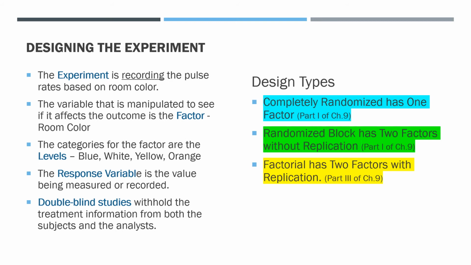These studies can be double-blind or single-blind. If we withhold information from both the subjects and the analyst, it's double-blind. Single would mean we withheld information from just one group. So there are three types of designs. In part one, we've studied completely randomized designs that have only one factor. Part two, we'll look at randomized blocks with two factors and no replication. And part three will cover factorial designs.